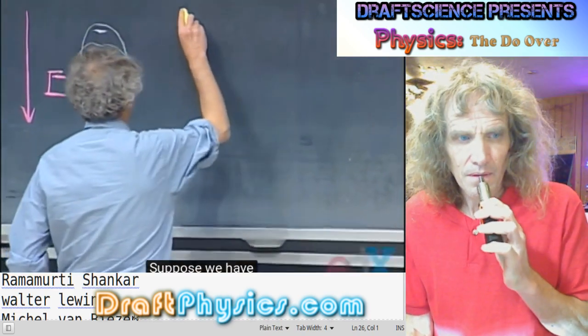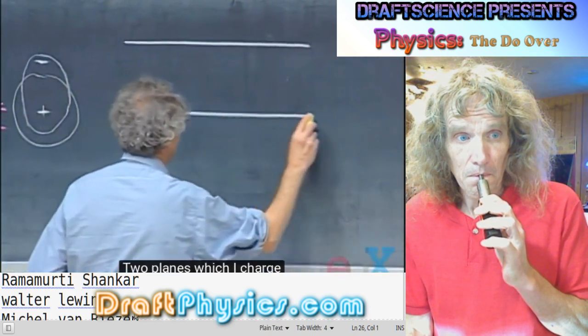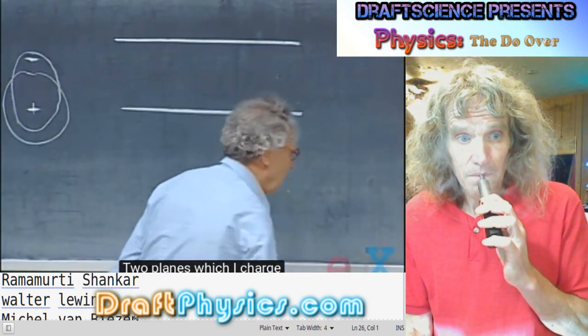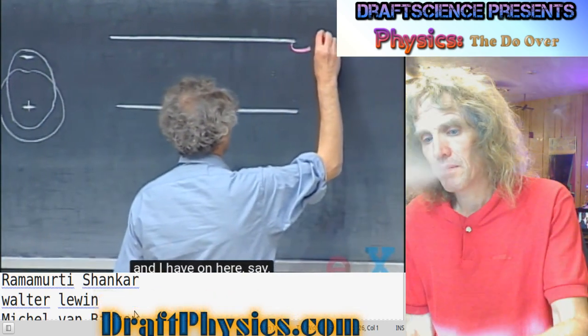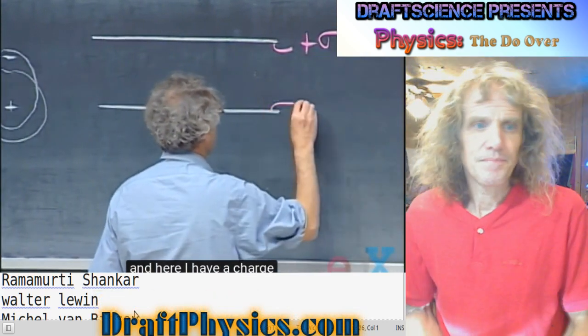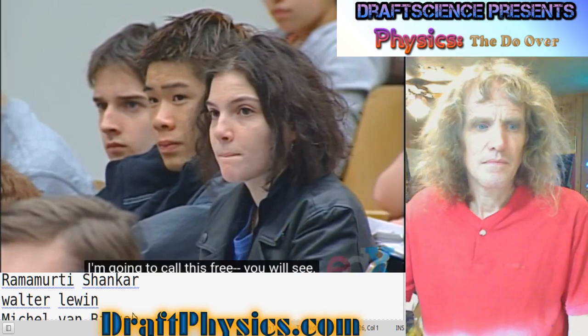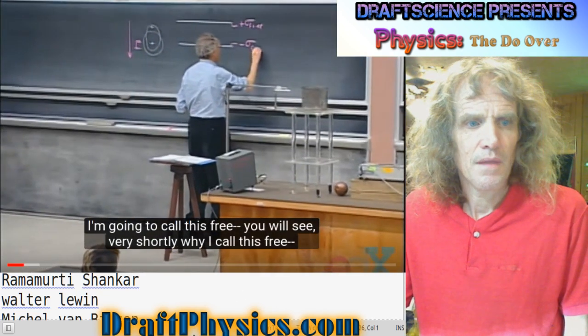Suppose we have a plane capacitor, two planes which I charge with a certain potential, and I have on here a charge plus sigma, and here I have a charge minus sigma. I'm going to call this free. You will see very shortly why I call this.